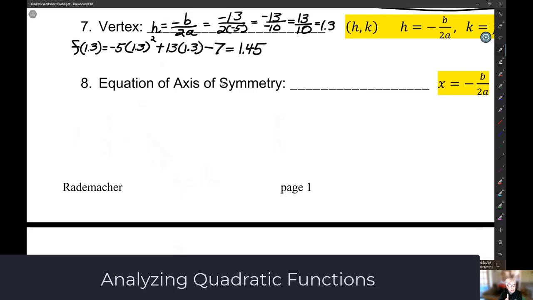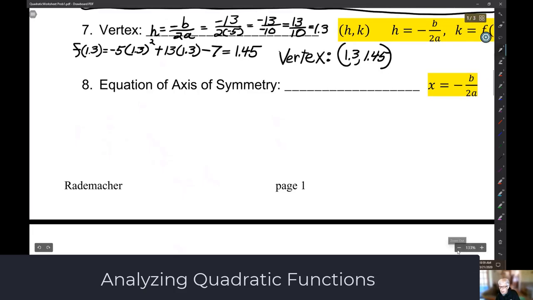And now we can cheat writing the vertex. Not that I would ever advocate that. 1.3, comma 1.45, or if they're absolutely, they being the MyMathLab people, if they are absolutely, totally demanding, no, I'm having trouble here finding my little scooter. Okay, well then, see if I care. There.